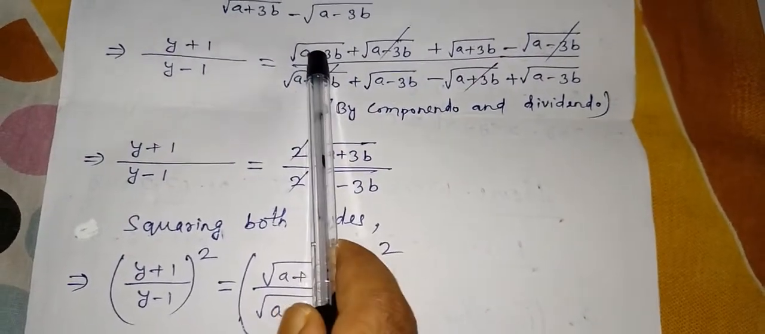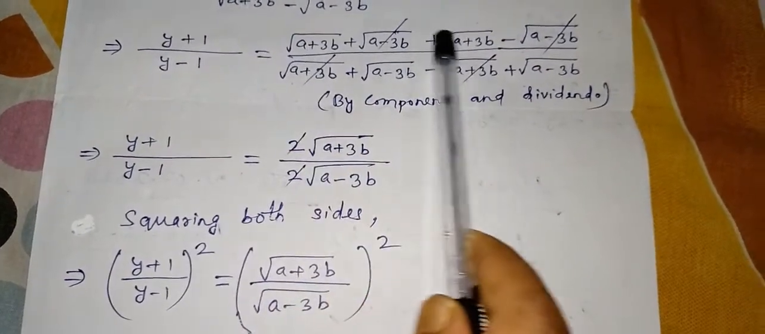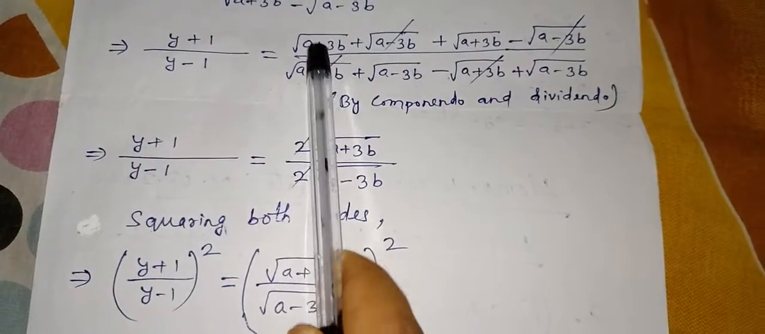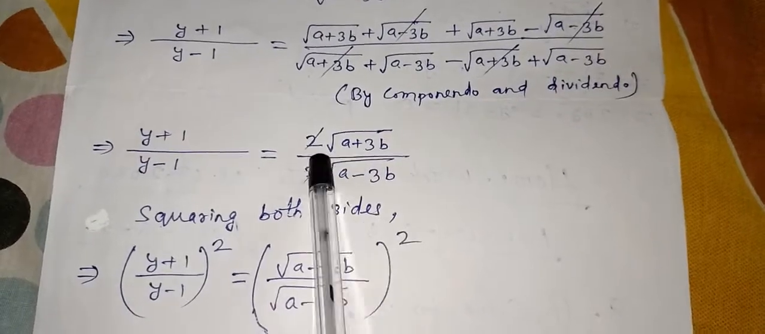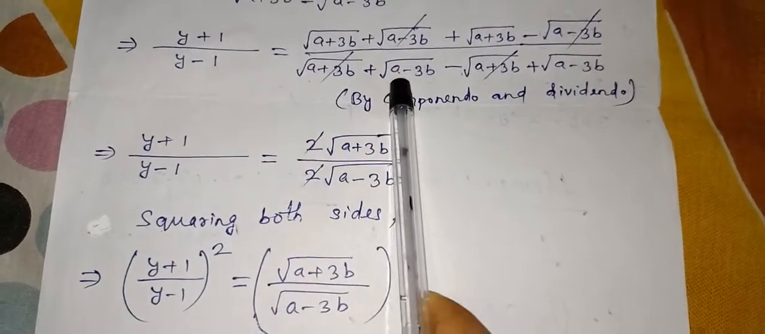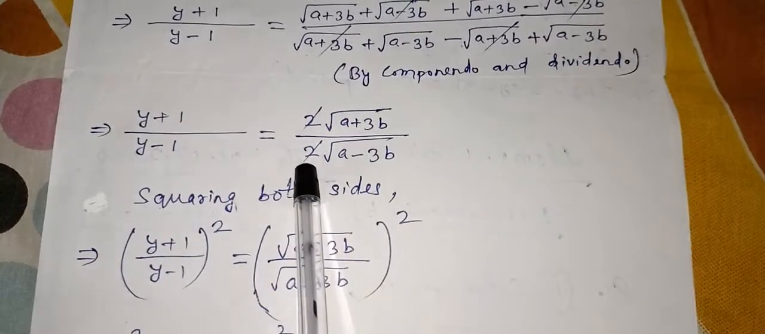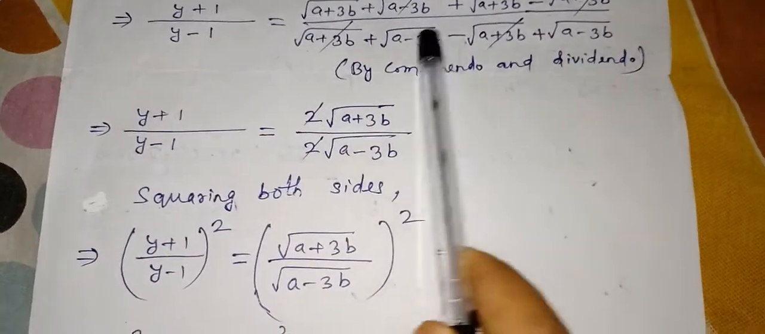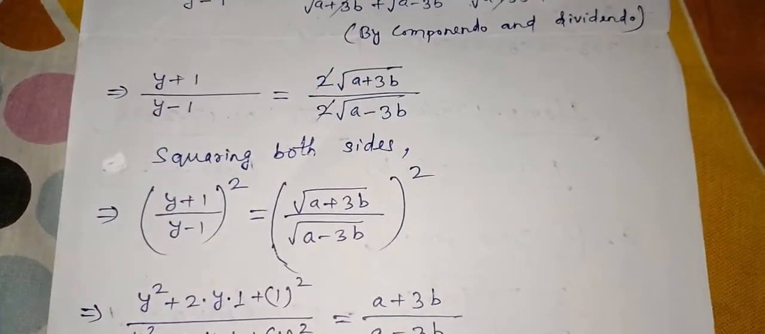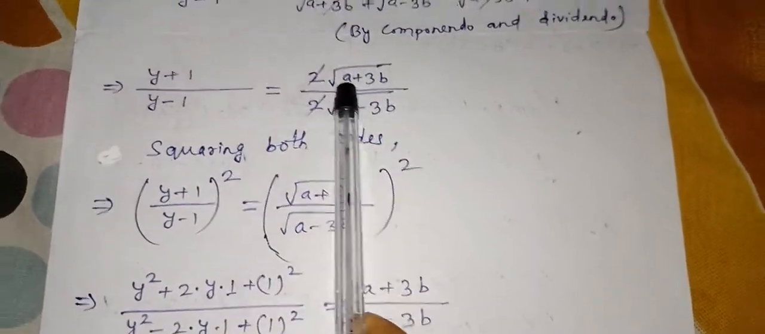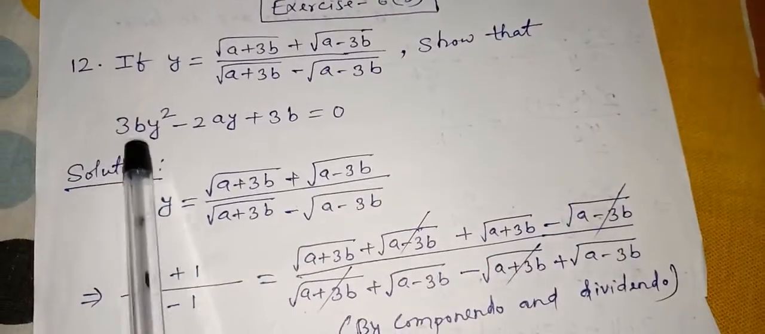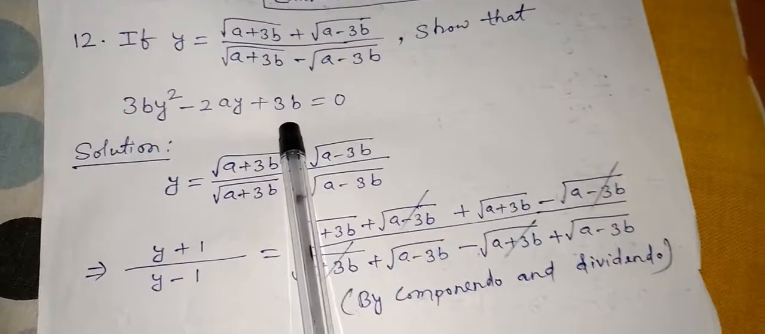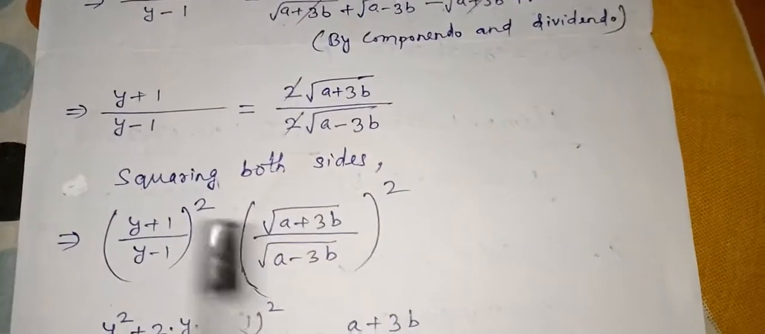So I can say if it is mango, this is also mango, and mango plus mango is 2 mango. Similarly root over a plus 3b plus root over a plus 3b is 2 root over a plus 3b, and lower part same, both are same. So 2 root over a minus 3b, both are same, 2 got cancelled. Now until and unless this root over vanishes, our answer will not come, because we have to prove such a thing where there is no root over. So if root over will remain, our answer will never come.